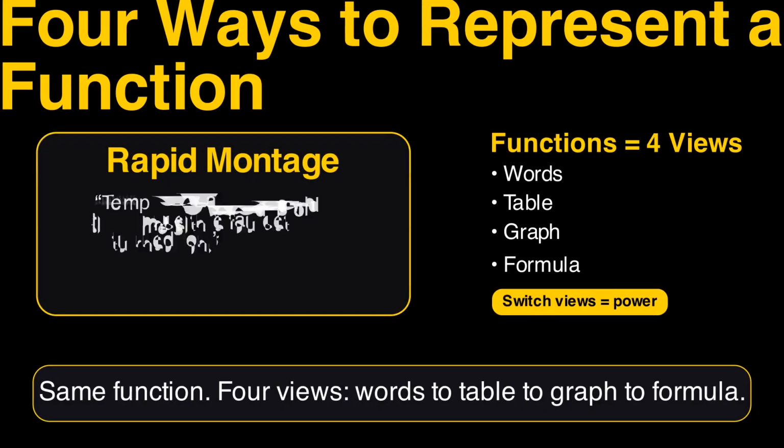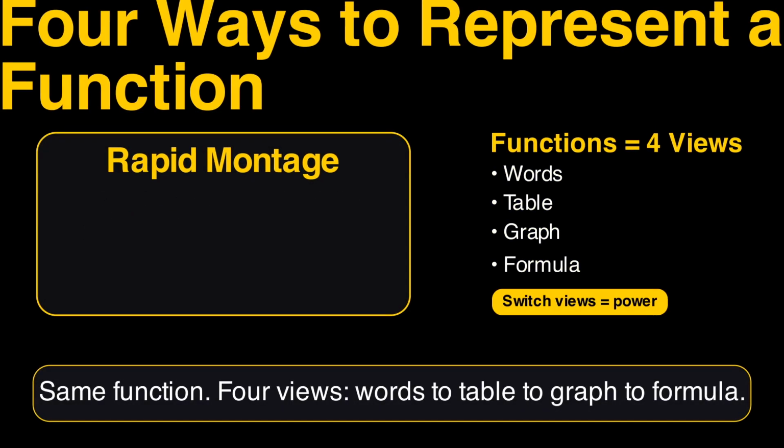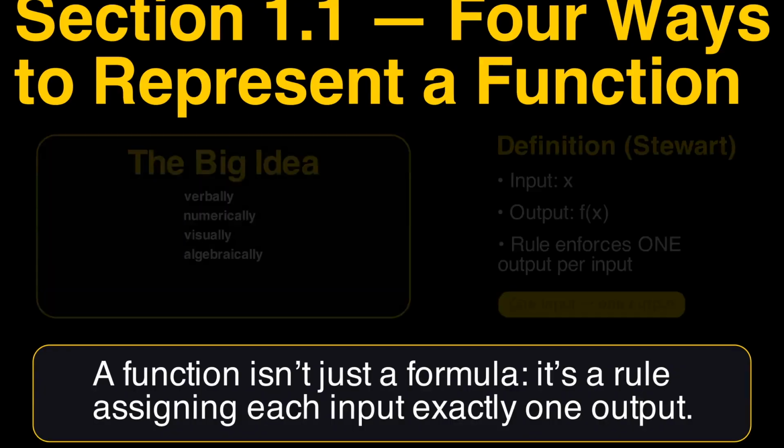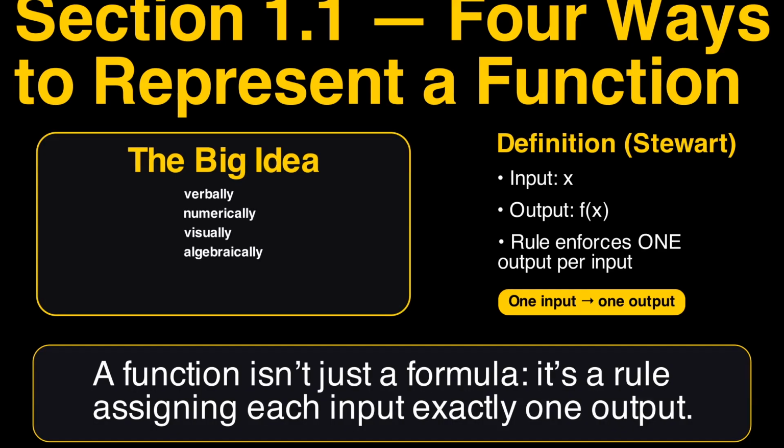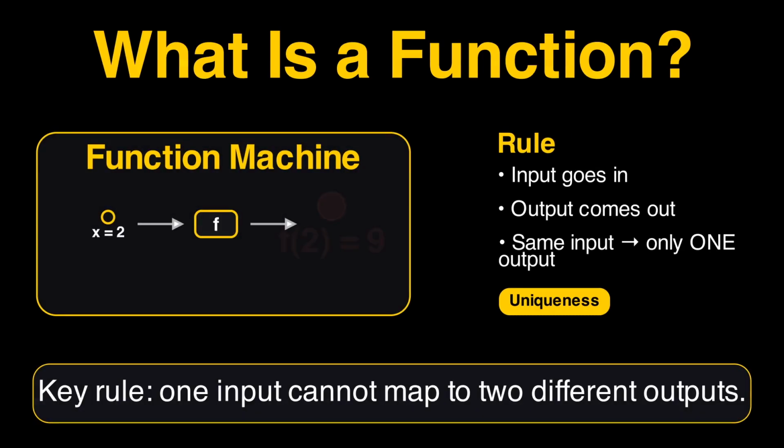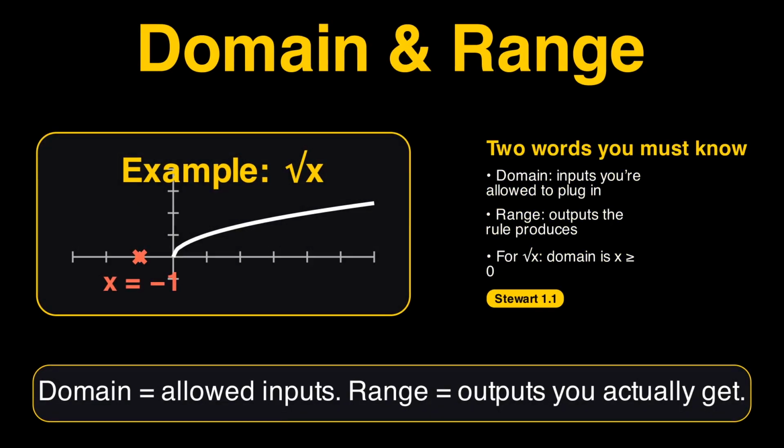Same function, 4 views: words to table to graph to formula. A function isn't just a formula, it's a rule assigning each input exactly one output. Key rule: one input cannot map to 2 different outputs. Domain equals allowed inputs. Range equals outputs you actually get.